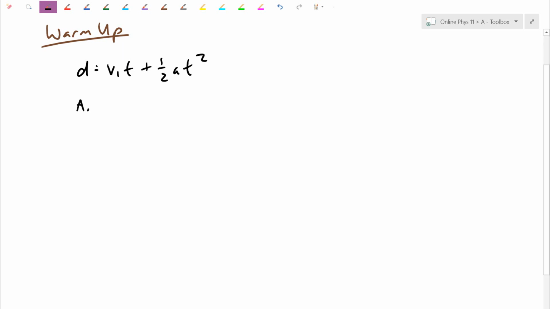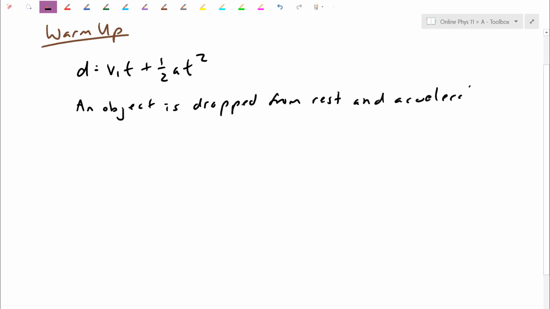In this case, we're going to start off with a situation. An object is dropped from rest. Rest means it's not moving at the beginning, and it accelerates. It's going to be gravity that's pulling the object downwards. We're going to come back later on to do it more precisely at 9.8. In this case, I'm just going to round it to 10 meters per second squared. And it's going to be dropped for 3 seconds. I want you to calculate the distance, the d, traveled.